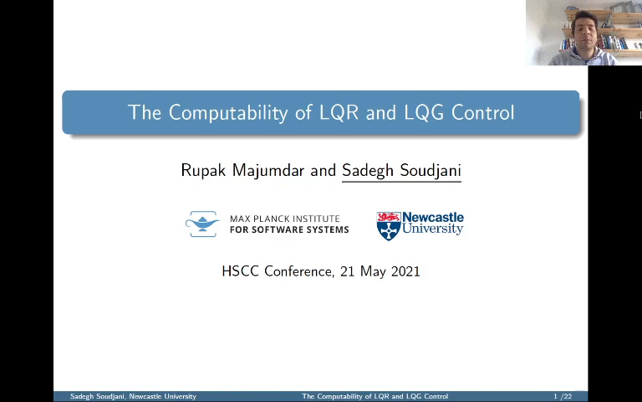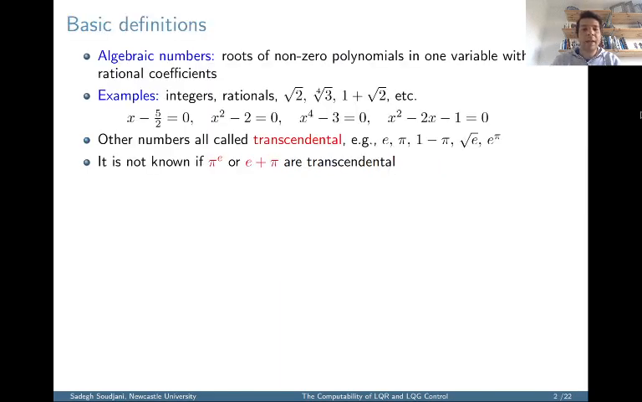In the paper, we provide some results on computability of basic problems studied classically in control theory, including linear quadratic regulator and linear quadratic Gaussian control. I start by some basic definitions which might be new for the audience in control community.